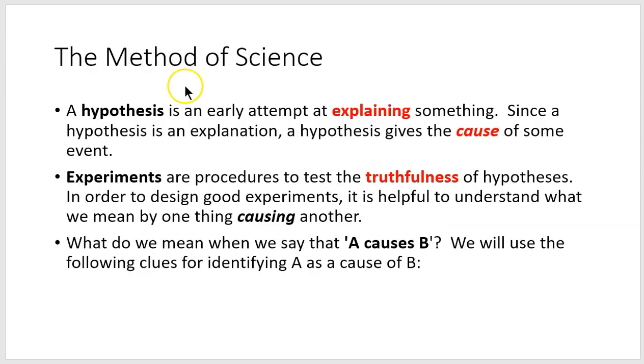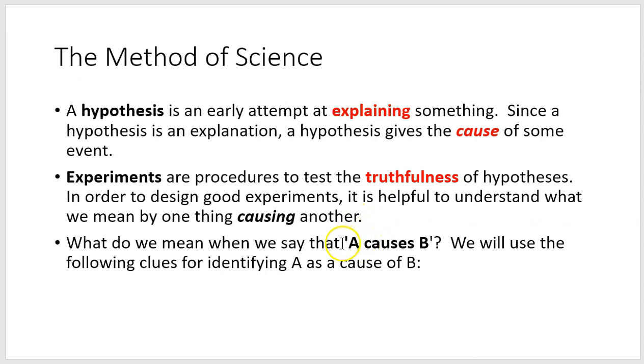So we're discussing here the method of science. In a couple of terms at the outset, a hypothesis is an early attempt at explaining something. And since a hypothesis is an explanation, a hypothesis gives the cause of some event. So to explain something is to give the cause of that event. Experiments are procedures to test the truthfulness of hypotheses. And in order to design good experiments, it is helpful to understand what we mean by one thing causing another.